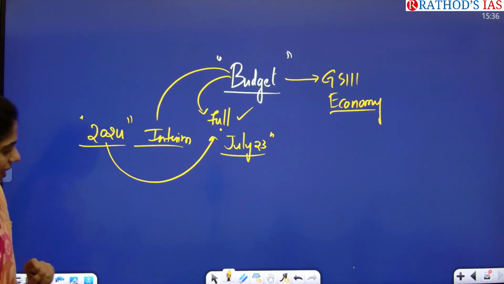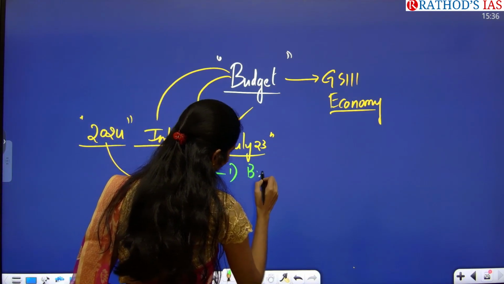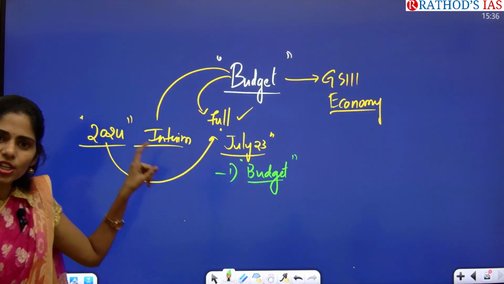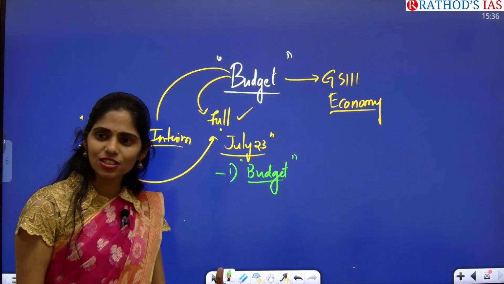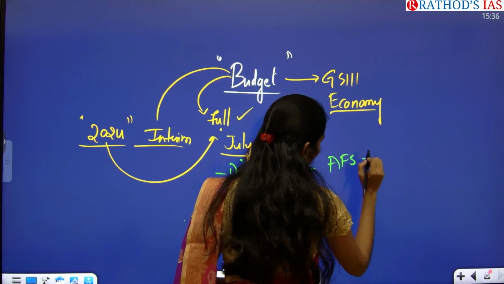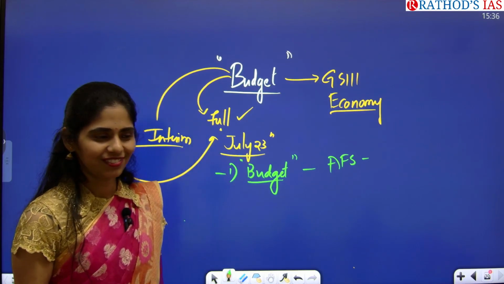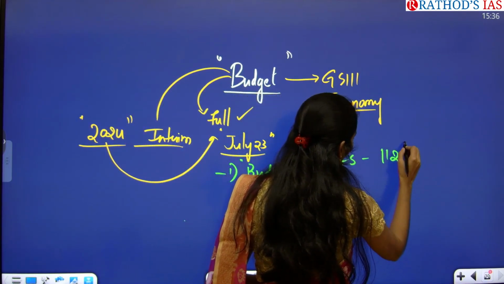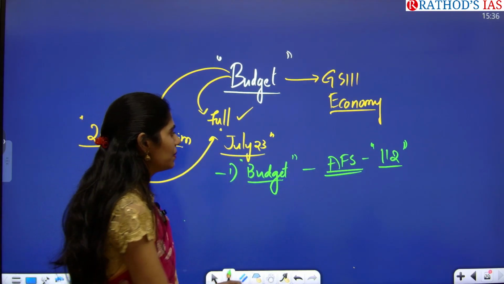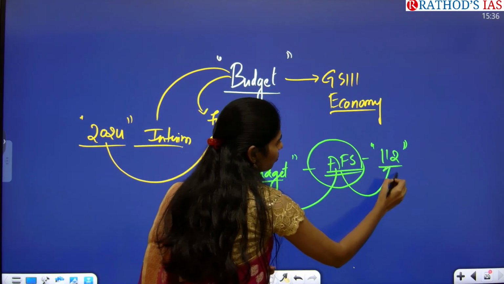Okay, now what are the dimensions you have to see? First, you have to understand what this budget is, and this word budget is not present in our constitution, right? So instead of budget, which word is there in our constitution? AFS, annual financial statement. Under which article? Article 112. Article 112 talks about this annual financial statement, and this annual financial statement is nothing but budget. So this is the word mentioned under Article 112 in our constitution.